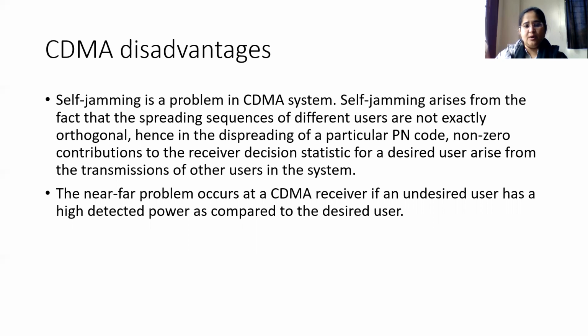Another important problem is the near-far problem. In the near-far problem in CDMA, the main concept is that the signal having the high signal strength is received at the receiver side, while the signal with the poor strength is not received and is considered as interference.